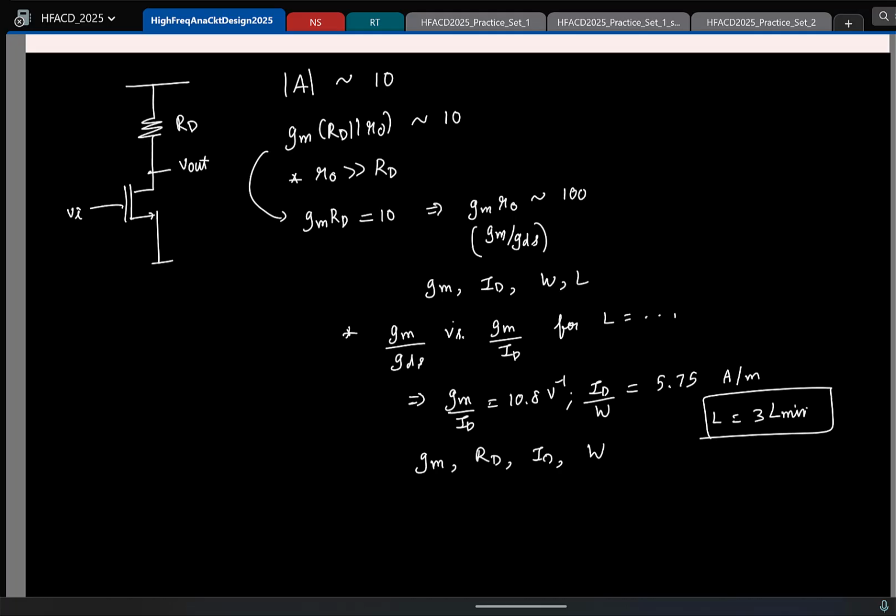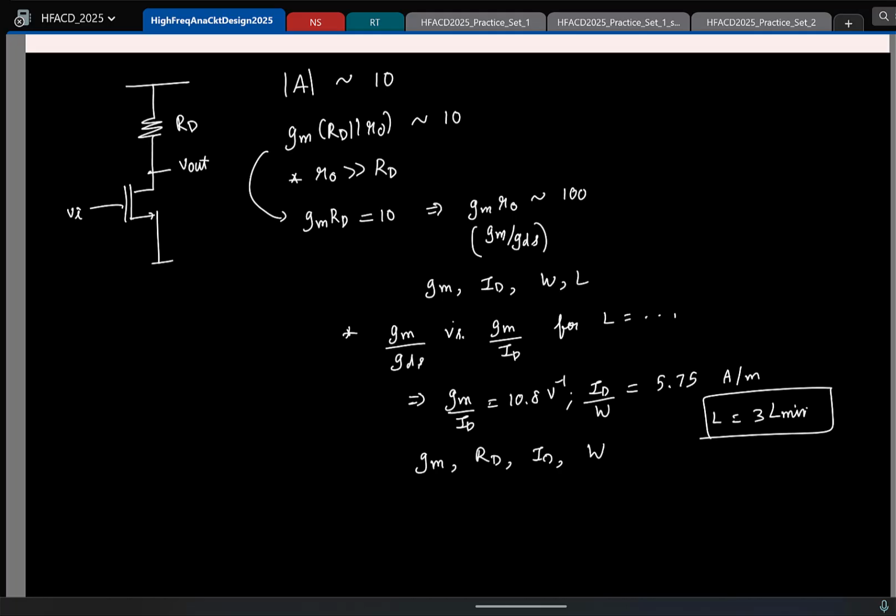I have 3 constraints, right? GMRD, 1 constraint. I just found that for a particular GM, I also know GM by ID and ID by W, but I have 4 unknowns. So how would you go about solving such equations? We know GM times W. Yeah, that's what I'm saying. This is 1 equation. This is another constraint we got from this. You have 3 equations and 4 unknowns. How many possible solutions can you have? Technically infinitely many. So to choose a solution, what would you do? You have to assume something. I can assume any parameter here.